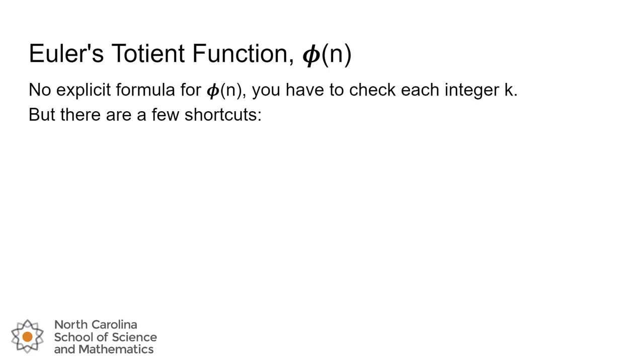But here's a few of those shortcuts I mentioned. If your number n is actually a prime number, so we can call it p, then phi of p is just p minus 1. We saw that in the example earlier. Phi of 7 was 6. Phi of 5 would be 4. That's because p is prime, by definition the only factor it shares with any other number is 1, which means that every number that's less than p is going to be relatively prime to it. So that's just summarizing that observation.